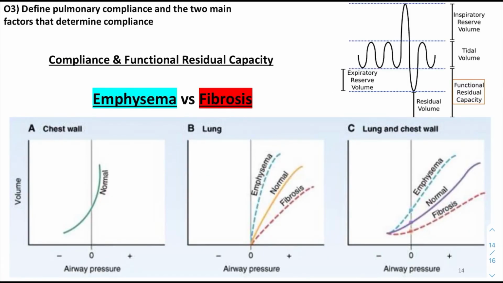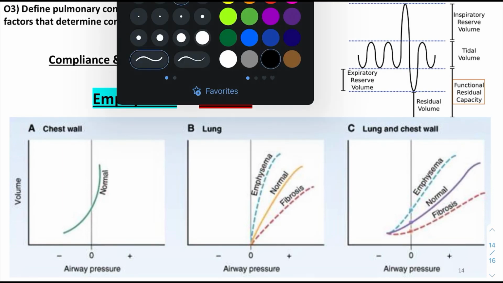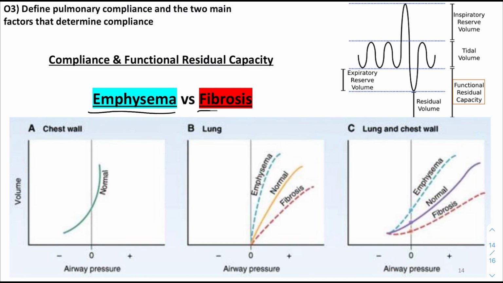Now we're going to talk about the clinical correlations and how they relate to the compliance and FRC that can be shown on the plots our professor talked about. The big two here are emphysema and fibrosis, and hopefully they can be easily explained through the concepts of compliance and FRC. Just to reiterate, the FRC is this point over here, and that can be shown on the chest, lung and chest wall graph C here.